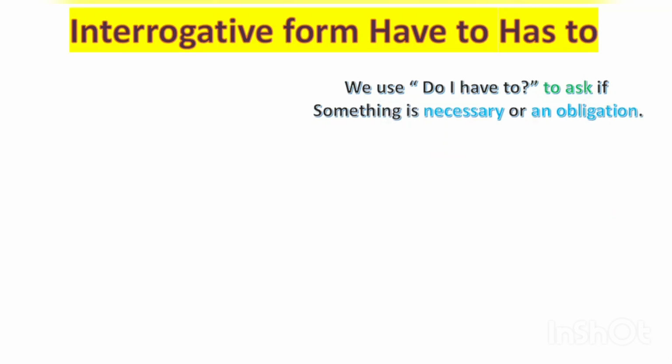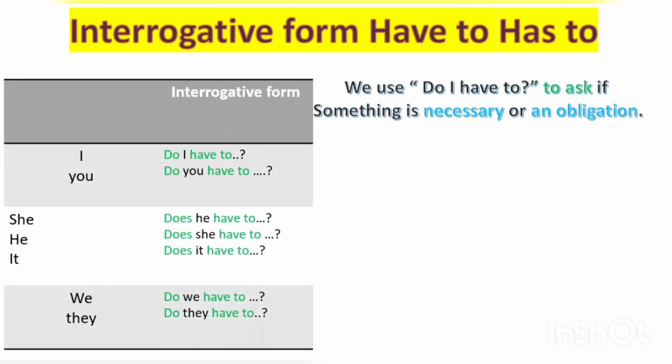Question form of have to and has to. We use do I have to to ask if something is necessary or an obligation. Do I have to? Do you have to? Does he have to? Does she have to? Does it have to? Do we have to? Do they have to?